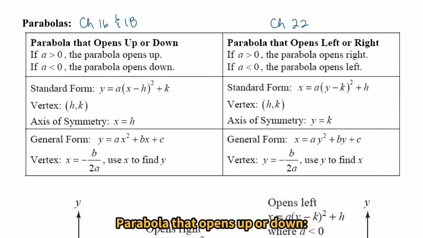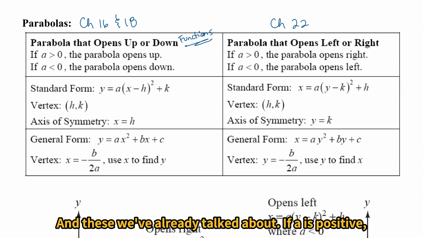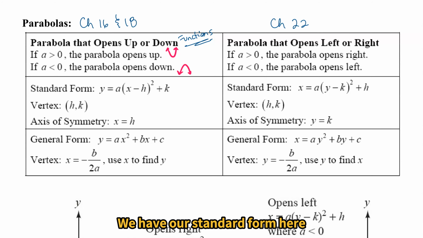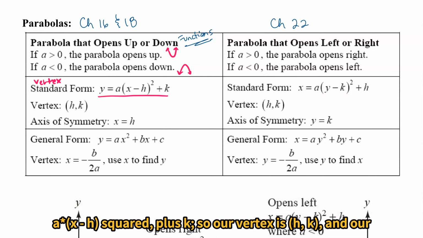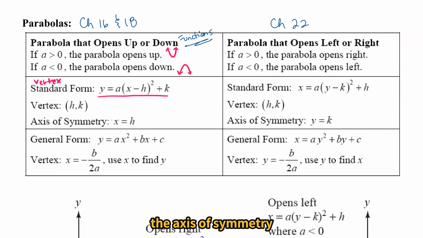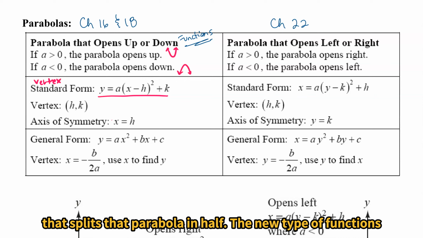Parabolas that open up or down are functions, and these we've already talked about. If a is positive, the parabola opens up. If a is negative, the parabola opens down. We have our standard form here, which is also known as vertex form, a times (x minus h) squared plus k. So our vertex is (h, k), and our axis of symmetry is x equals h. Remember, the axis of symmetry is a line that goes through the vertex that splits that parabola in half.